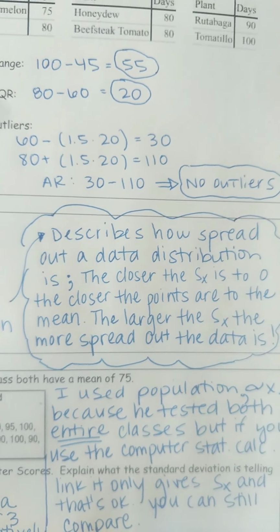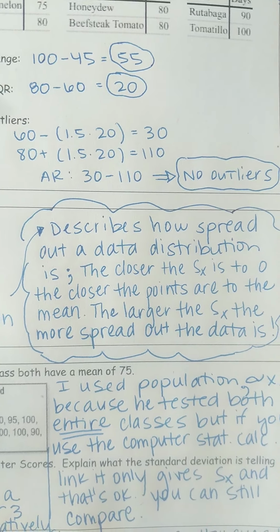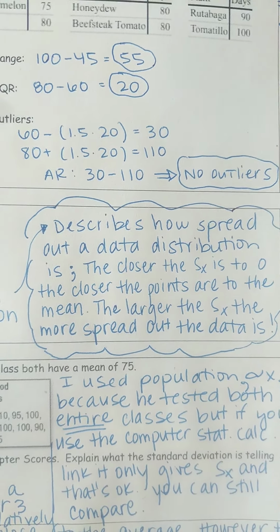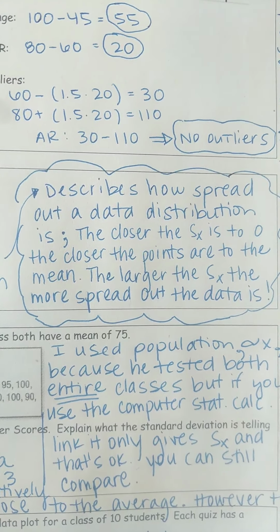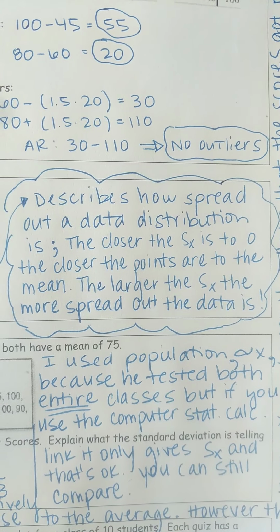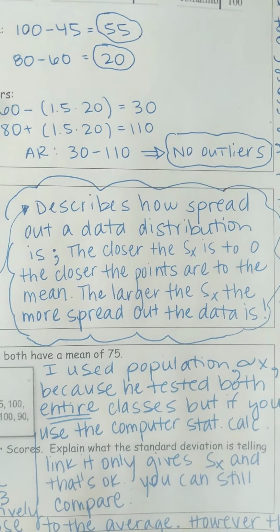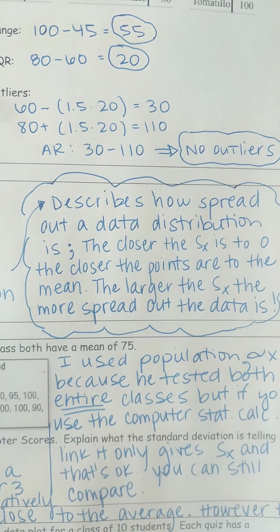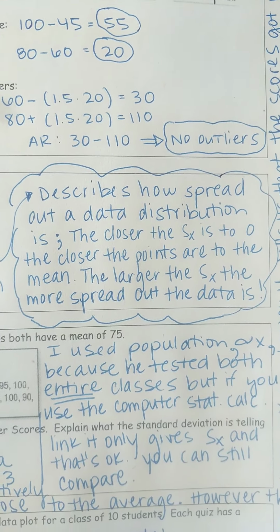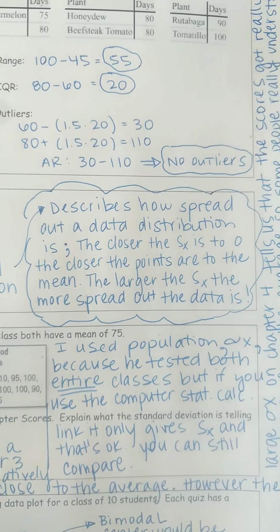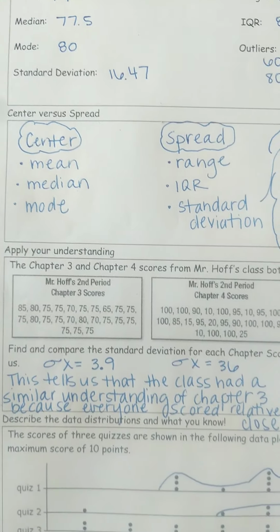Okay, so standard deviation describes how spread out a data distribution is. The closer the standard deviation, I just used SX rather than writing standard deviation, is to 0, the closer the points are to the mean or the average. So the smaller the standard deviation, the smaller the spread of the data, because all of that data is clustered closely around that average. Now, the larger the standard deviation, the more spread out the data is, because it's further away from the mean.